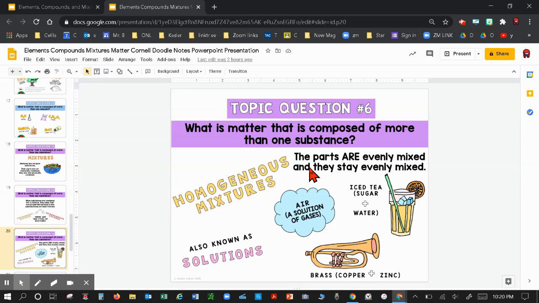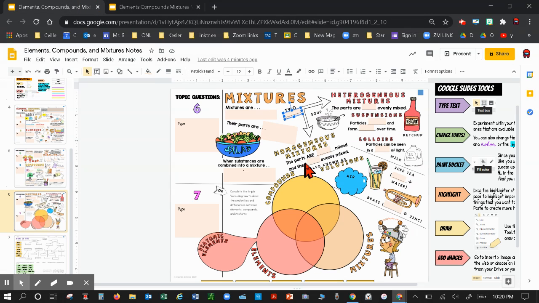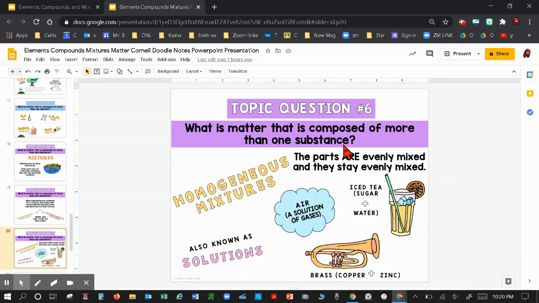Homogeneous mixtures, the parts are evenly mixed and they stay evenly mixed. For any type of homogeneous mixture, the parts are evenly mixed and they stay evenly mixed. And so we look at things like iced tea, basically giving you a nice sweet summer drink. Things like Gatorade, Powerade, etc. Drinks that are the same all the way throughout, where you can see just one uniform substance, are good examples of homogeneous mixtures.